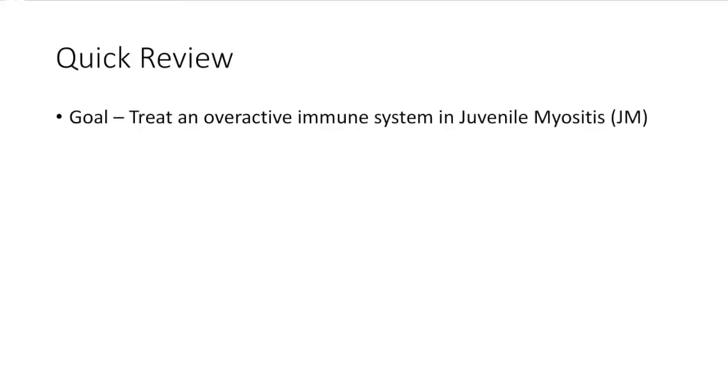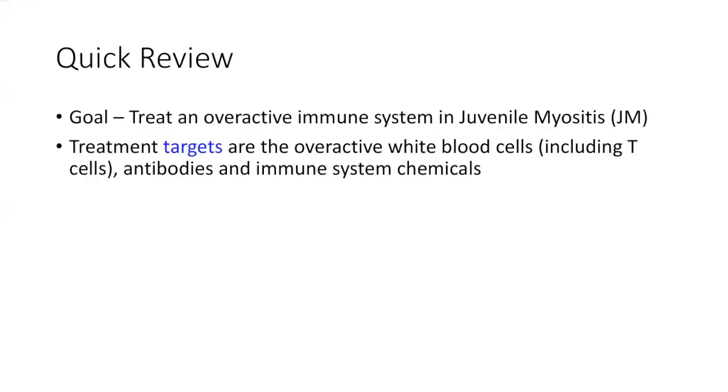So I was going to start with a quick review of things that were discussed in the previous WebEx. Overall, our goal with treatment of juvenile myositis is to treat an overactive immune system. And this is done by targeting different parts of the immune system, which could include overactive white blood cells, which could be T cells or B cells or other particular immune cells, antibodies, and immune system chemicals. And this approach is also guided by how severe the disease is and what characteristics an individual has. So it, of course, varies person to person.